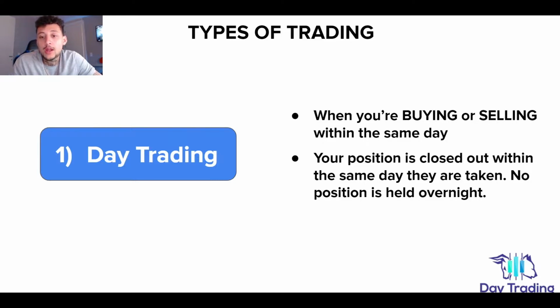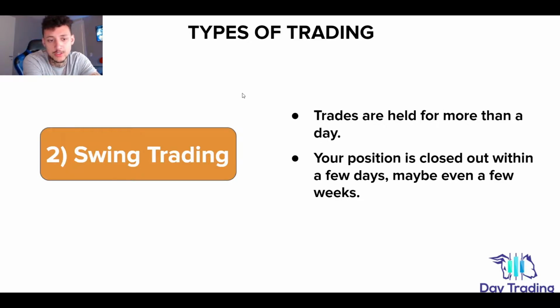So when you're buying and selling within the same day, that is day trading. You're typically buying and selling within the same daily candlestick, within the same trading day. So from 5 p.m. to 5 p.m., that 24-hour time span is typically a day trader, right? Your positions are going to be closed out within the same day they're taken. No positions are going to be held overnight. Like I said, I can do both. Typically, most day traders can also swing trade as well.